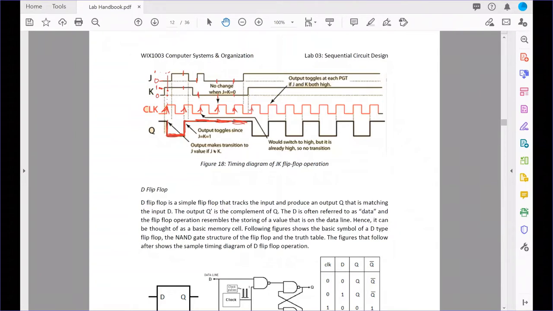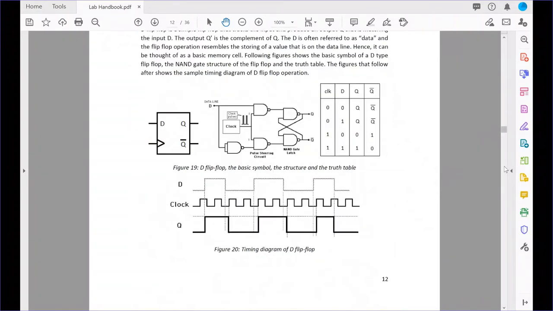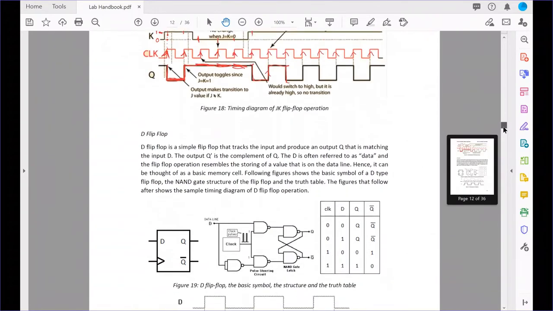Then at this rising edge, both are equal to 1 again, so they toggle again. At this rising edge, both are equal to 1, so they will keep toggling whenever there's a rising edge. At all the rising edges here, they will toggle themselves. So this is how the JK flip-flop functions. Then the next one we're going to learn is the D flip-flop.